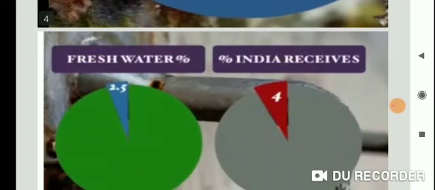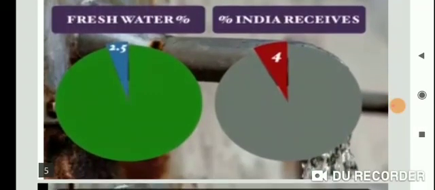Now see again, fresh water, repeating my words, 2.5%. That means, like in that example image, 96.5% of the total volume of the world's water exists in oceans and only about 2.5% is fresh water. The fresh water is mainly obtained from surface runoff and groundwater, renewed and recharged through the hydrological cycle, which ensures that water is a renewable resource. India receives only 4%.